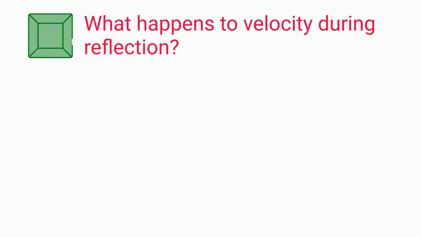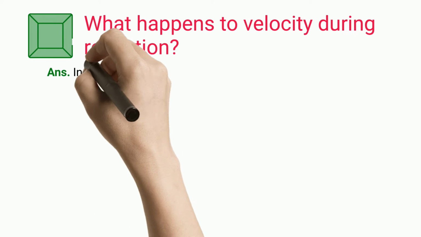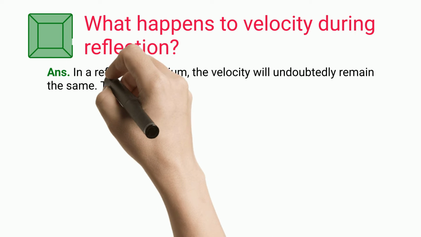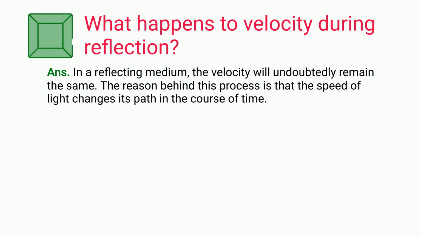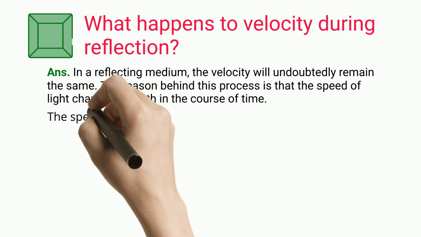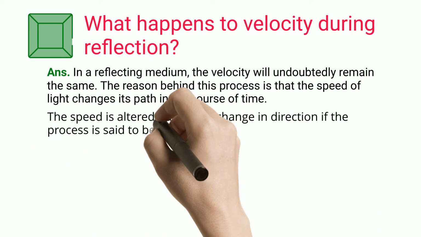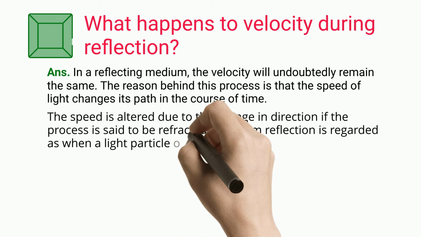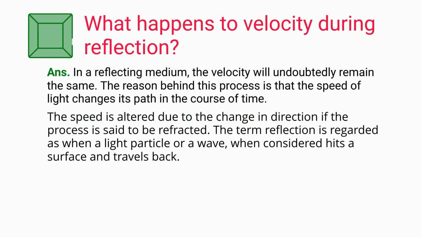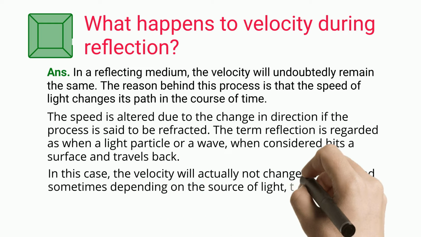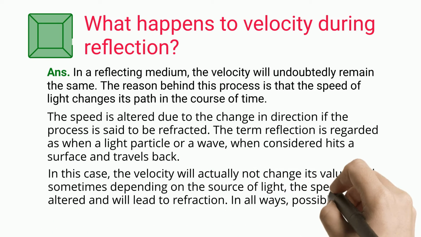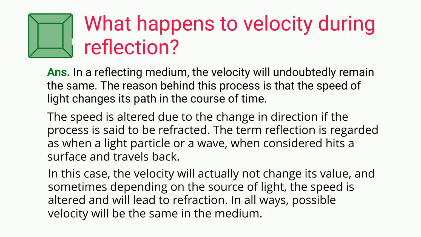What happens to velocity during reflection? In a reflecting medium, the velocity will undoubtedly remain the same. The reason behind this process is that the speed of light changes its path in the course of time. The speed is altered due to the change in direction if the process is said to be refracted. The term reflection is regarded as when a light particle or a wave hits a surface and travels back. In this case, the velocity will actually not change its value, and sometimes, depending on the source of light, the speed is altered and will lead to refraction. In all ways possible, velocity will be the same in the medium.